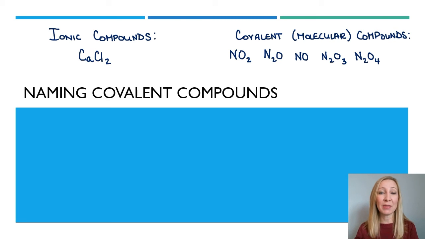So when we name this, we can't just name it nitrogen oxide because that doesn't clearly identify which one of these compounds we're talking about. So in our name, we have to be clear as to how many nitrogens and how many oxygens are combining in that one formula. So the rules for naming covalent compounds are different.